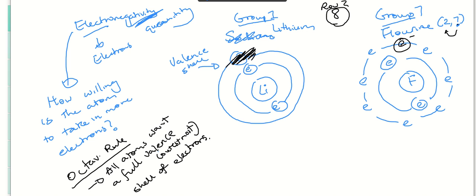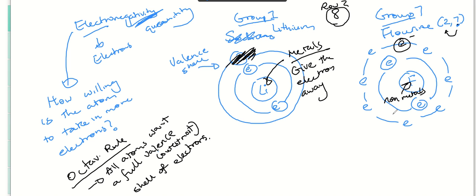So what that's essentially saying is, for metals like lithium, they would rather give the electron away, while non-metals like fluorine would take electrons. So fluorine is really electronegative because it wants to take more electrons in to get a full outer shell. Lithium, on the other hand, wants to lose these electrons to get a full outer shell, so it's very low in electronegativity.